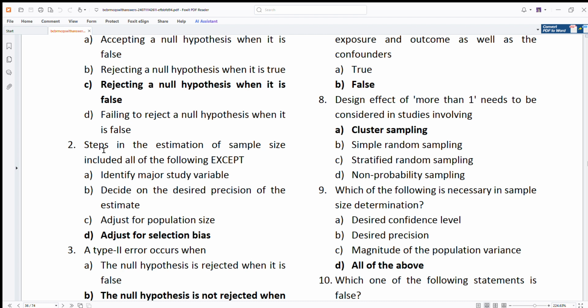Then, steps in the sample size except adjust for selection bias. Yeah, this is not done.